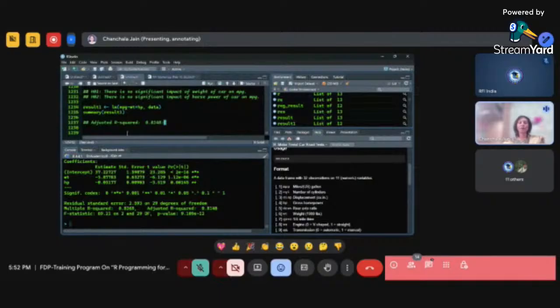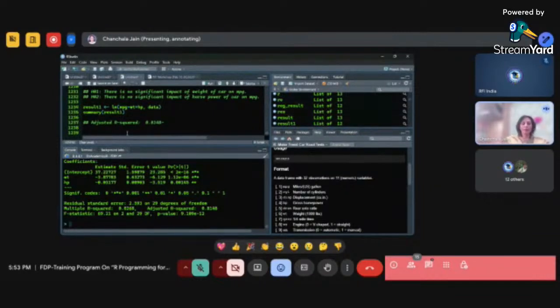Interpretation of both will be the same, whether it is simple R square or adjusted R square. The interpretation will remain the same, only you need to pay attention to which one you report when. So again, I'm repeating. For simple linear regression, we need to report R square. For multiple linear regression, we need to report adjusted R square, right? Now I'll talk about the interpretation. So you can find here adjusted R square value is 0.8148.